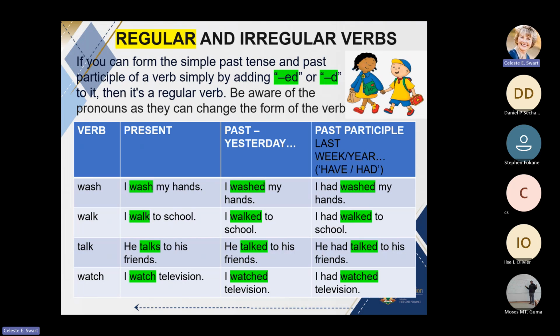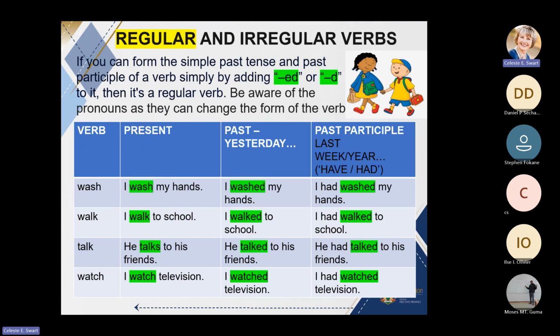You think of walk. I walk to school. She walks to school. They walk to school. I walked to school would be my past tense. She walked to school, or they walked to school. And the same with our past participle. If we put had in, I had walked.